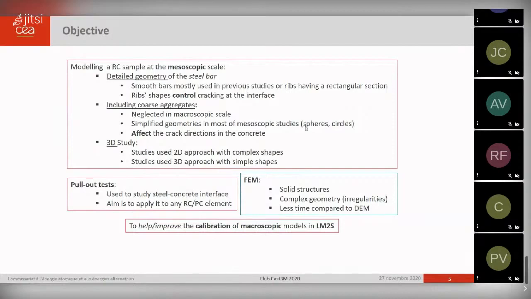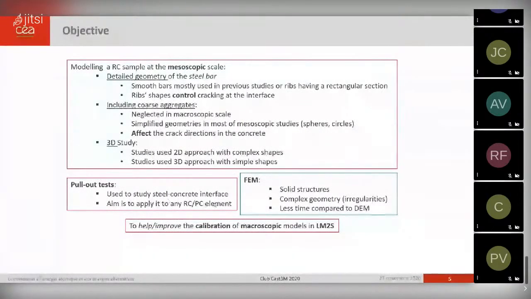Ribs usually control the cracking at the interface, so they are essential for modeling. The second thing is to include coarse aggregates. Most coarse aggregates were neglected at the macroscopic scale, and simplified geometries were used in other mesoscopic studies, such as spheres or circles, depending on the type of modeling. Those aggregates affect the crack directions in the concrete, so they are important to include. The third is a 3D study, because most 2D studies use complex shapes, however previous 3D studies used simple shapes, so we are trying to combine the two and bypass these flaws.